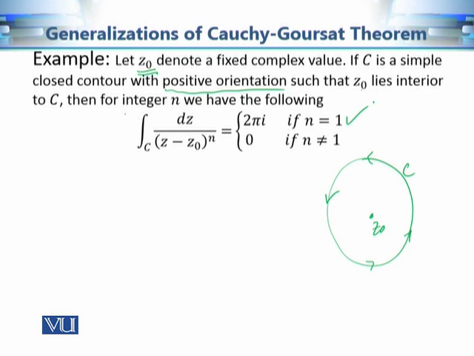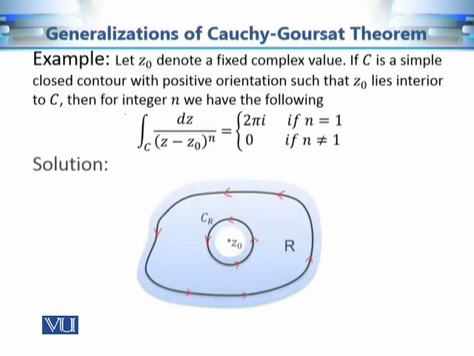Then we need to prove the following thing. Now remember, there is a very special thing about this function, that this function is not analytic at this point Z0. So that's the most important thing here. But still we can evaluate its value. Now let's see how to prove this result.